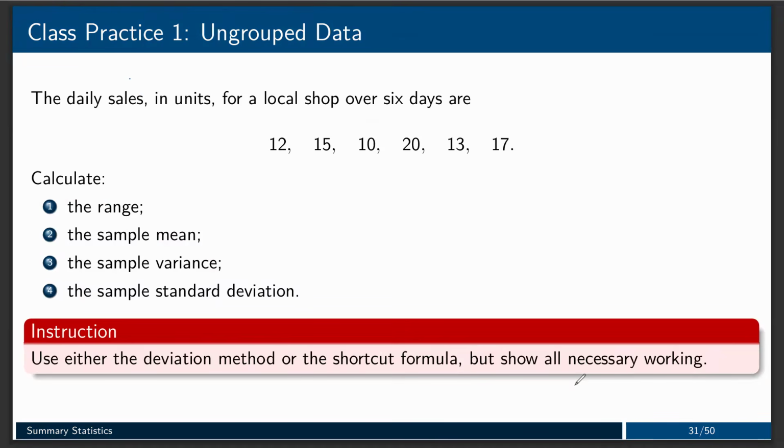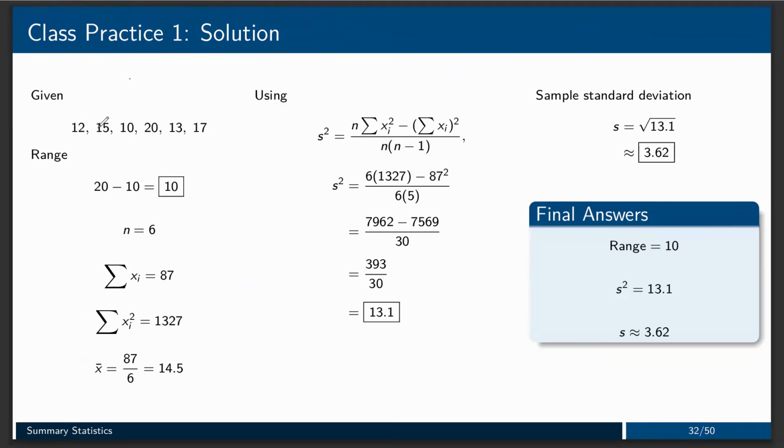Now, here's an example. The daily sales in units for a local shop over 6 days are given as this. Find the range, the sample mean, sample variance, and sample standard deviation. So I've brought it here. This is the data we've been given.